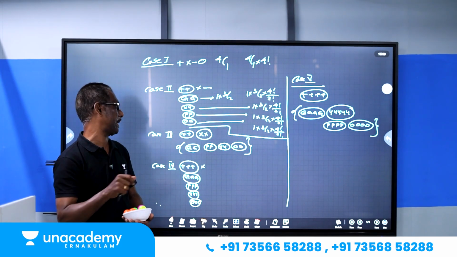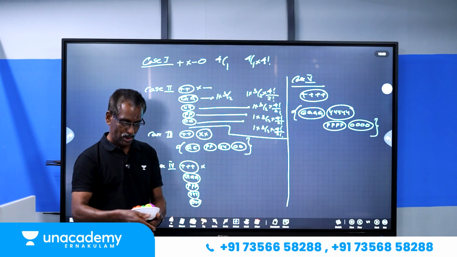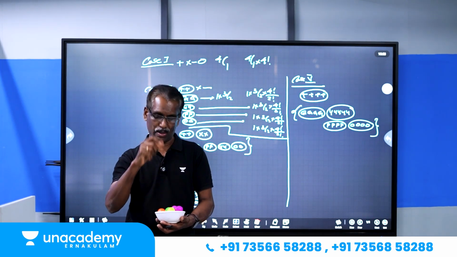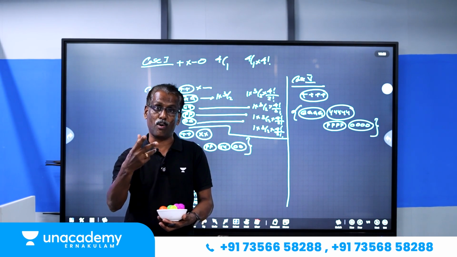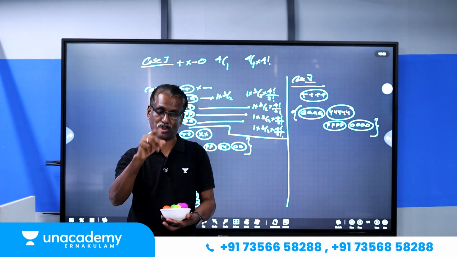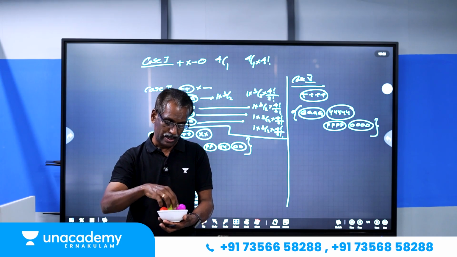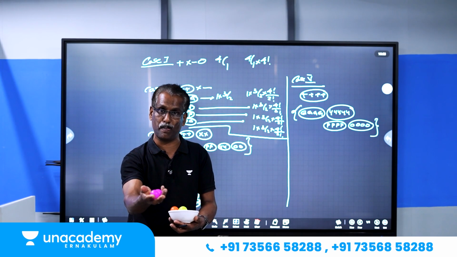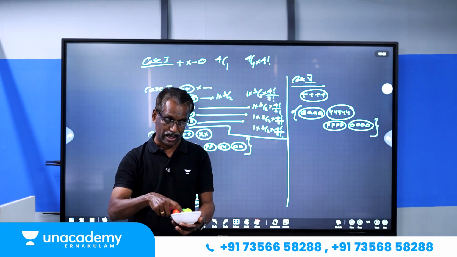What is the third case? The third case means you are creating a group containing 2 items. Only 2 items. How many groups can you create? 4 groups. In which way? That means there are 2 pink ladus, that is one group containing 2 ladus. 2 orange ladus.